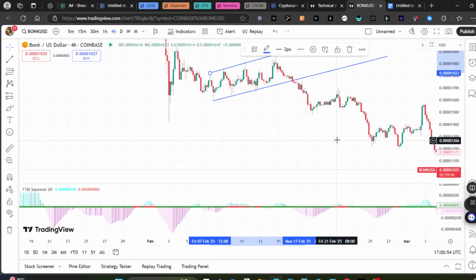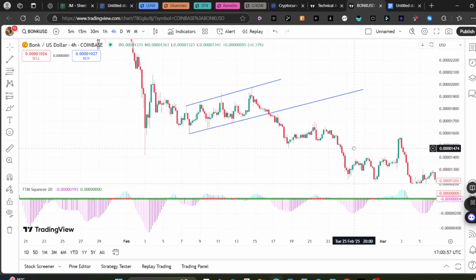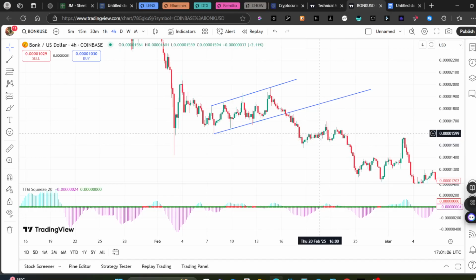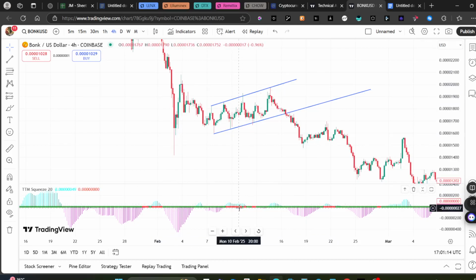Now, even though the TTM Squeeze is a powerful tool, traders often make these mistakes. One of the mistakes is entering too early. Just because the dots are red does not mean a breakout is happening yet. So wait for confirmation before entering. It is very important. The second mistake is ignoring the momentum bars. A squeeze release is not enough. You need to check the momentum direction to confirm the move.